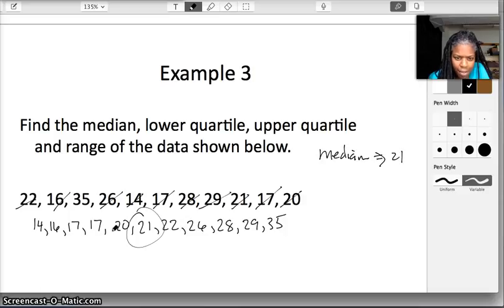Next, we need to find the median of the data that's over on this side and the median of the data that's over here. It's not really called the median. This one is going to be called the lower quartile. So I'm going to go right here to the center, and this is the lower quartile. And this over here, 28, will be my upper quartile.